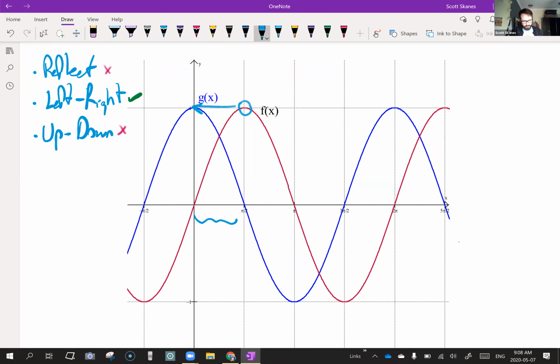So let me make this clear. It's been moved left by, well, it's going to 0, so it's been moved left pi over 2. Now pi is just like any other number. Of course, it's a special number, but it's still the same as moving it by a certain amount of numbers, which in this case is approximately 3.14. So we just moved it to the left.